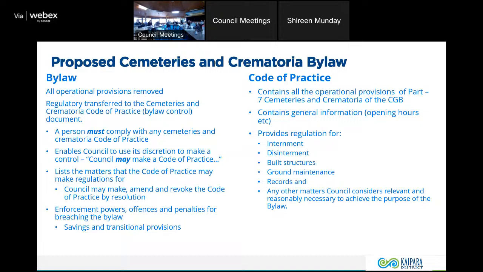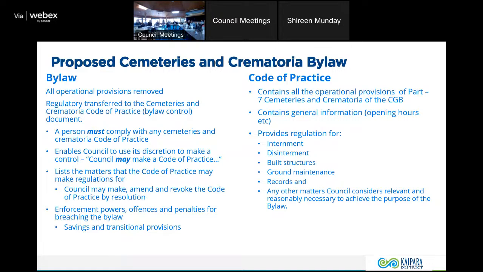Again, there's still the directive and the discretionary, and also tightening on that and making sure that council remains reasonable about what they're going to regulate in this area. The code of practice does contain all of the operational provisions that part 7 of the consolidated general bylaw originally held in it. It also contains general information, and there's a list of things that it provides regulation for.